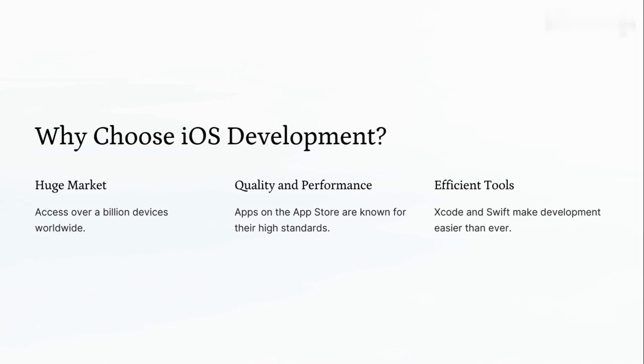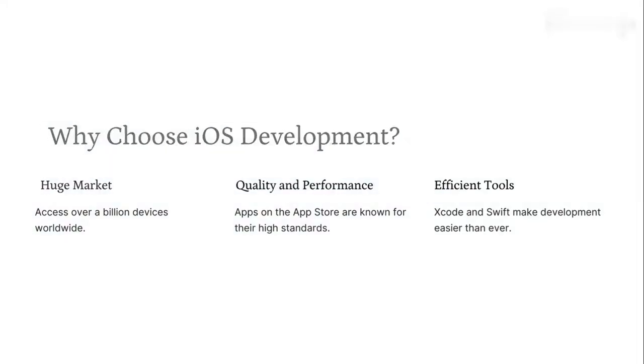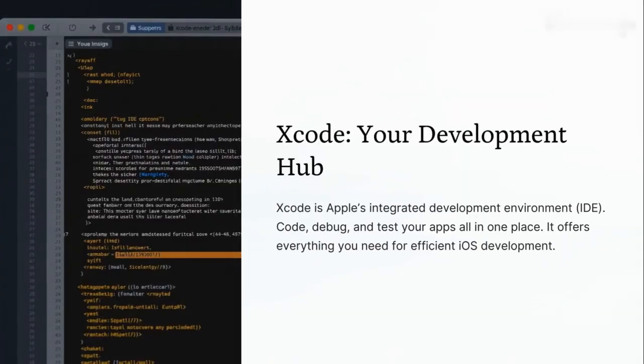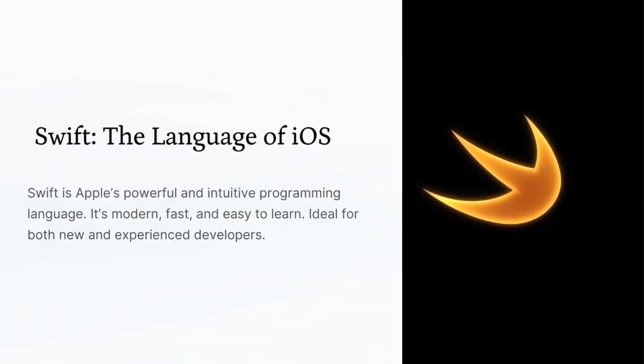Another thing is key tools and technologies for iOS development. Now, let's look at the key tools you will be using for iOS development. First is Xcode, Apple's integrated development environment, or IDE. Xcode is the heart of iOS development, offering everything from coding to debugging and app testing all in one place. Next, we have Swift, Apple's powerful programming language. It's modern, fast, and easy to learn, making it ideal for both new and experienced developers.